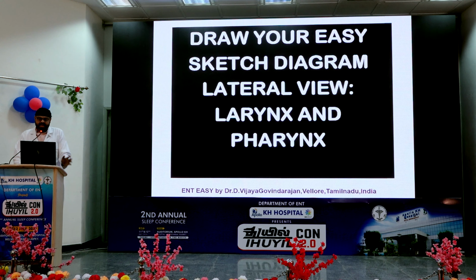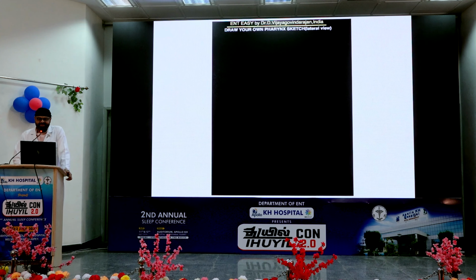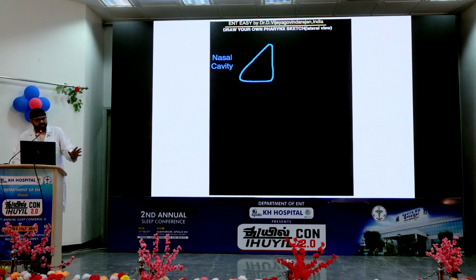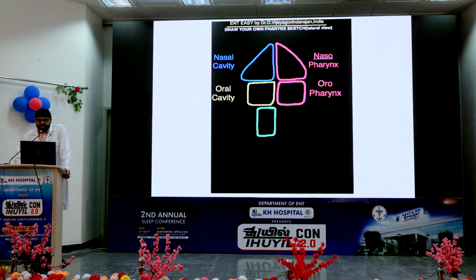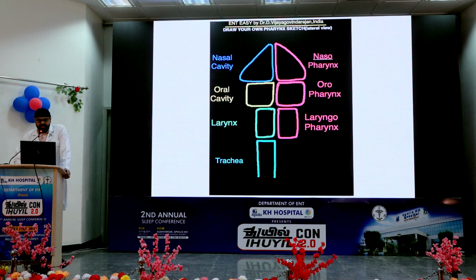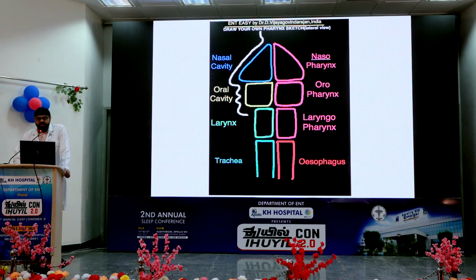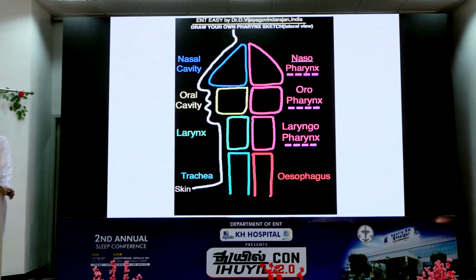So draw your own sketch lateral diagram of the larynx and pharynx. I'll go a little fast because the time given to me is very short. This is how the diagram starts, and we'll fill everything in this diagram. Nasal cavity, nasopharynx, oral cavity, oropharynx, larynx, the area behind the larynx, laryngopharynx, also called hypopharynx. Then the trachea, then the esophagus. These are the main 8 areas of the upper aerodigestive tract. And I put the skin to make it look better. The parts of the pharynx have also been shown: nasopharynx, oropharynx, laryngopharynx.